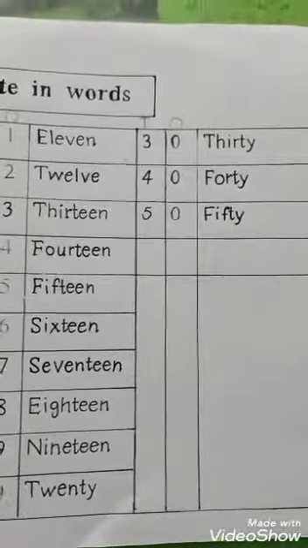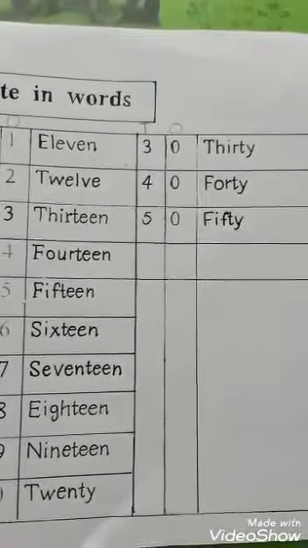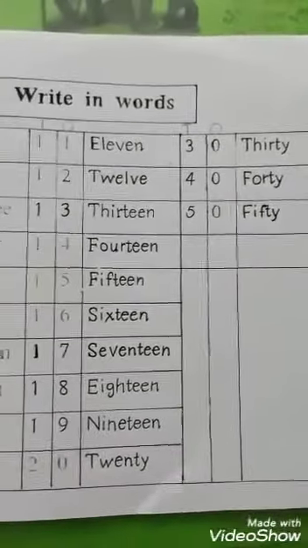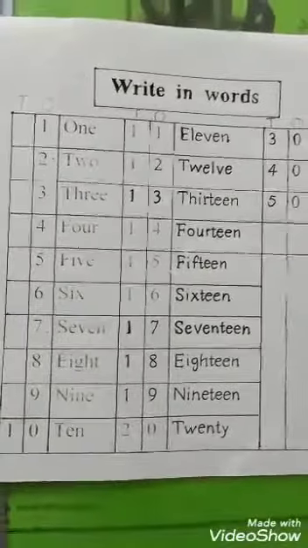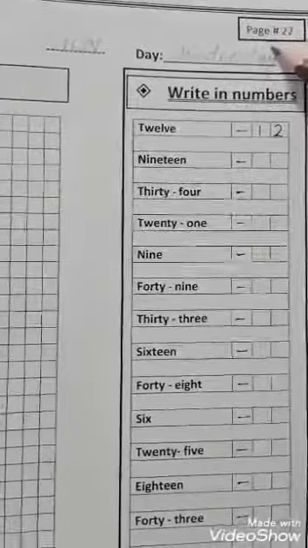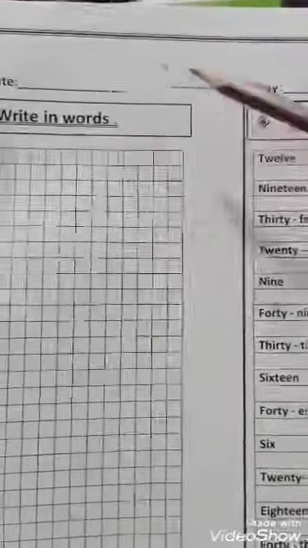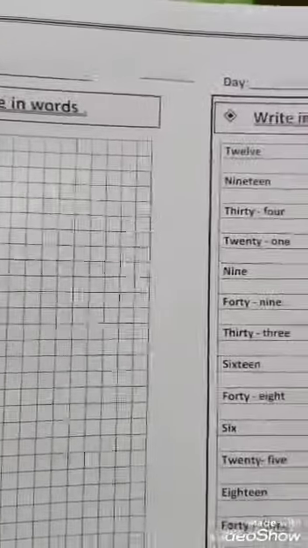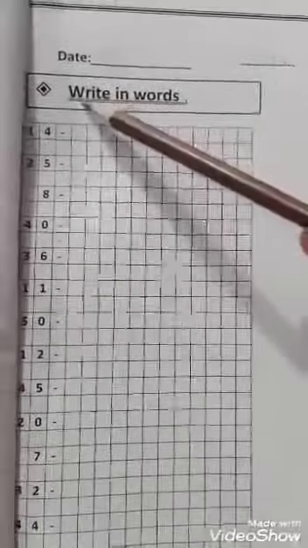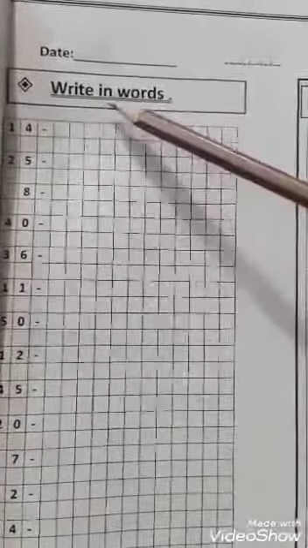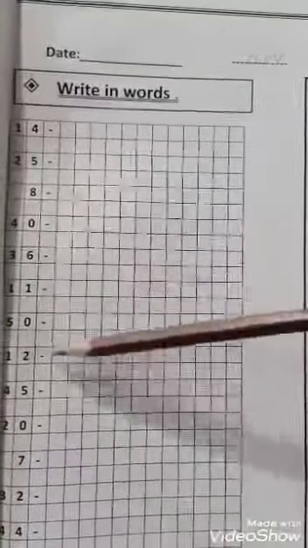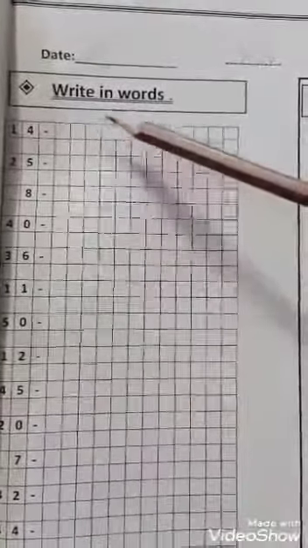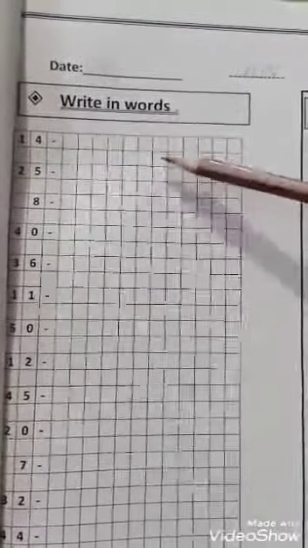Now take out your math workbook and open page number 22. On page number 22, first you will write down the date, homework and day. Now look at the question, write in words. Here we have some numbers. You have to write these numbers in words. Aapko in numbers ko words mein likhna hoga.